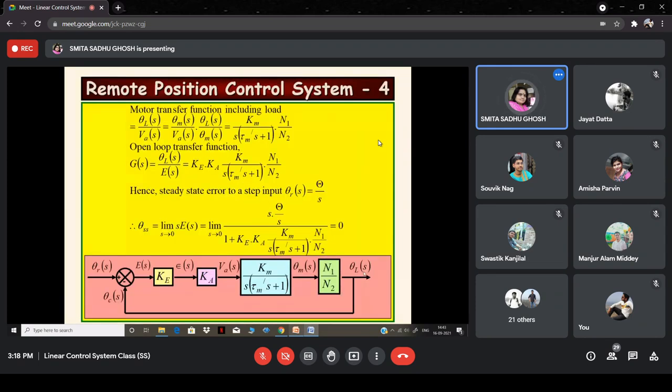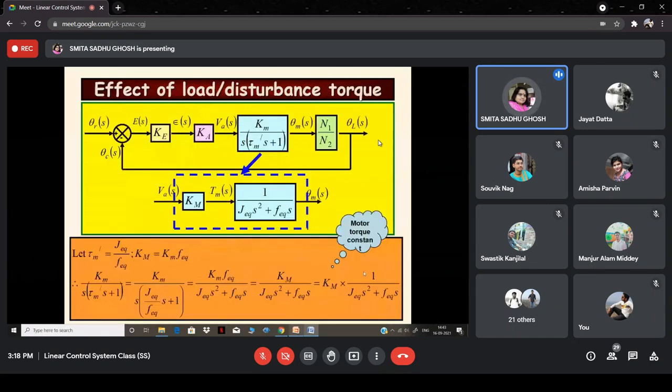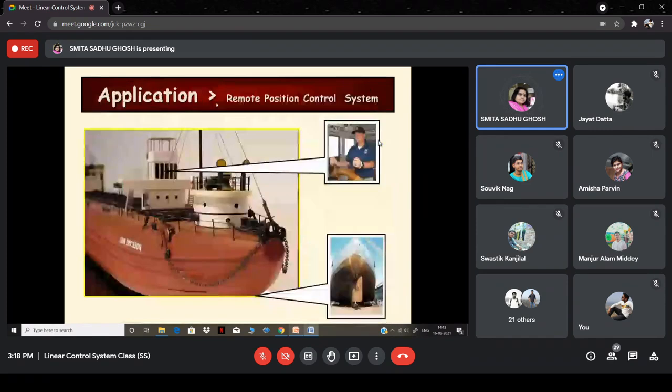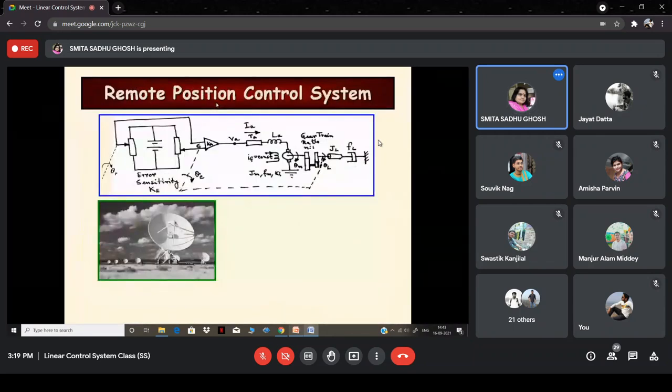Next, so far we have not considered the effect of any disturbance or load torque on the system. Before showing you this particular slide, let me go back one slide. Let us see this photograph over here itself. Say, for example, the dish is pointing in a particular direction and there is a storm going on. What will happen?